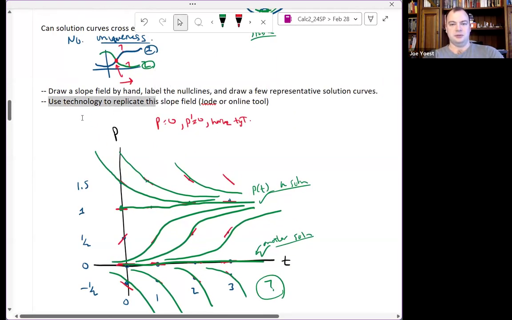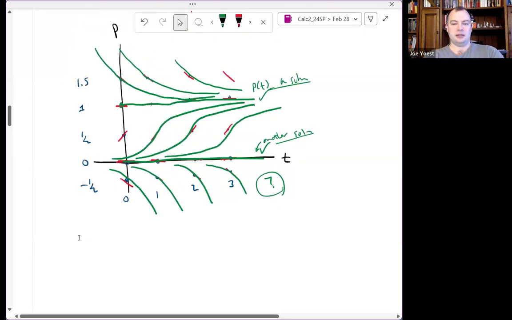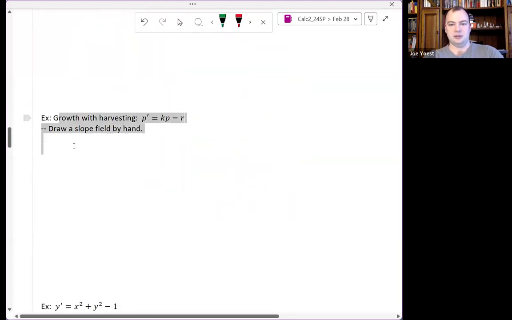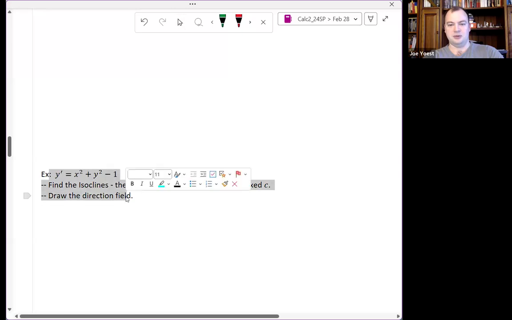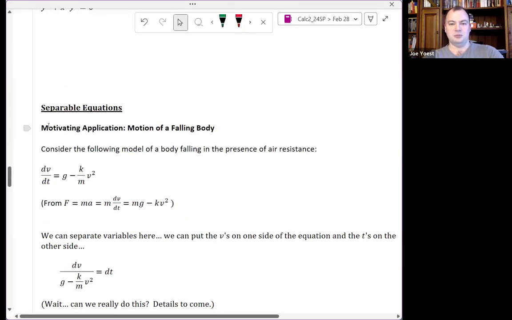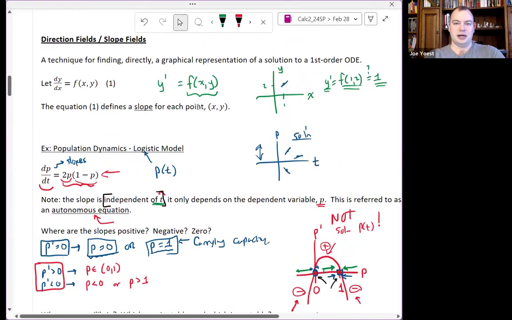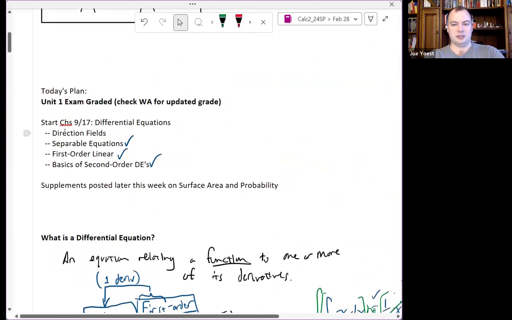So when we come back, we'll talk about using this applet or another online tool to replicate this, and then use that to look at some of these problems down here. And then we will move on to separable equations. So that'll be the plan for next time, to wrap up this and separable equations, and then first order linear and second order coming after that.